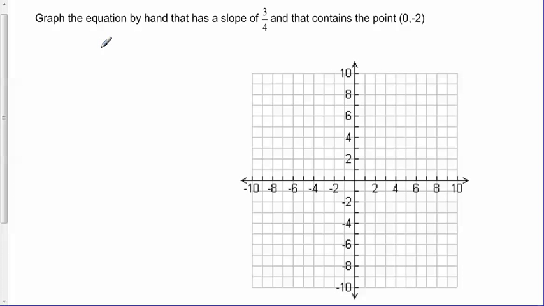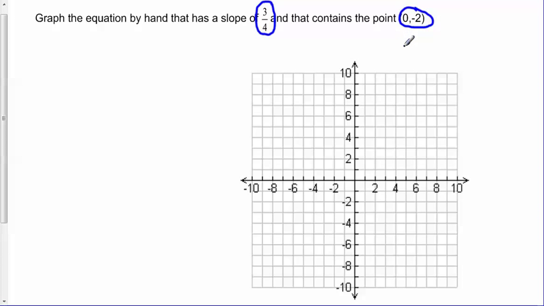Graph the equation by hand that has a slope of 3/4 and that contains the point (0, -2). So this problem gives us all the information we need to create a graph of this kind of equation. We aren't given the equation, but we're given some important information from the equation. We're given the fact that we have a slope of 3/4, and we have this point (0, -2), which could be any point on the graph.